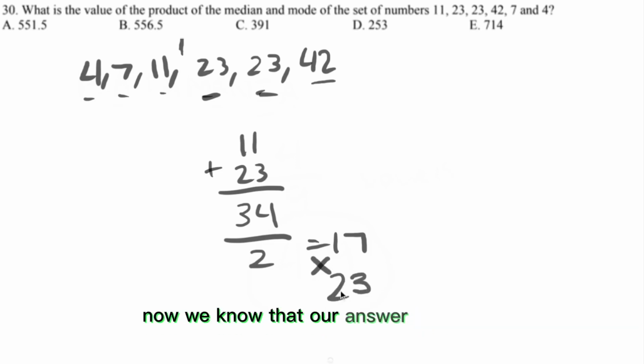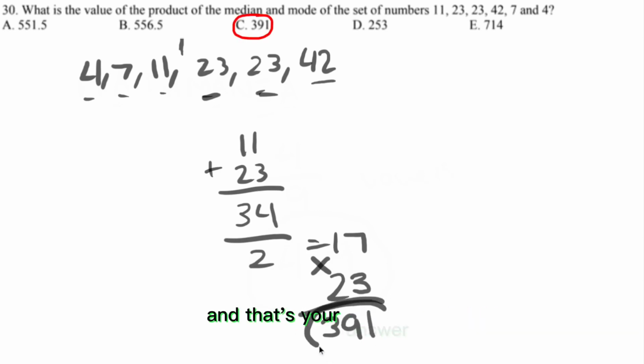Now that we know that, our answer is just 17 times 23. And that is 391. And that's your answer.